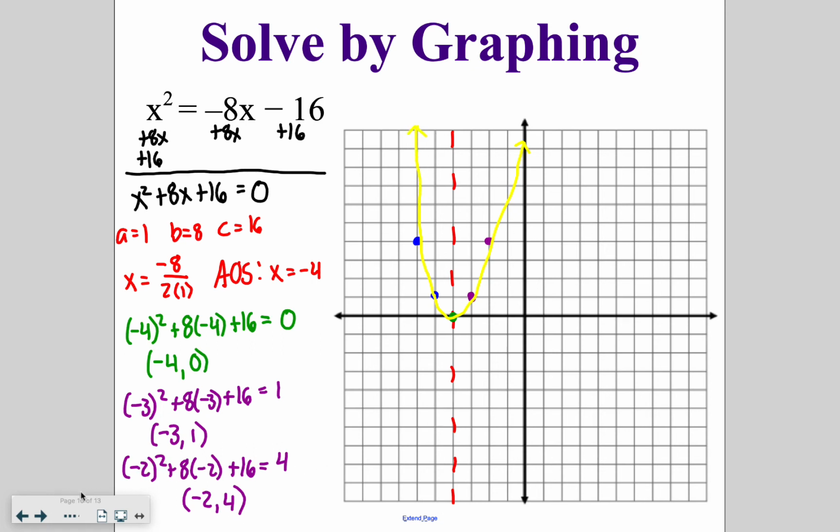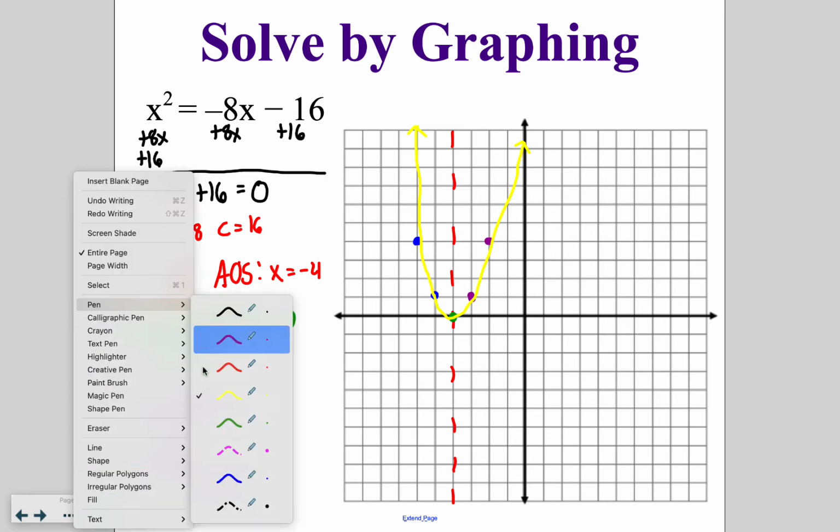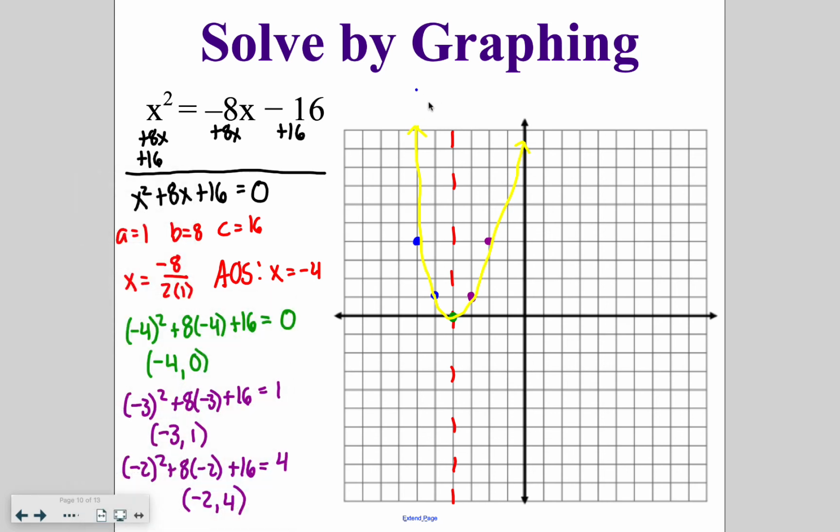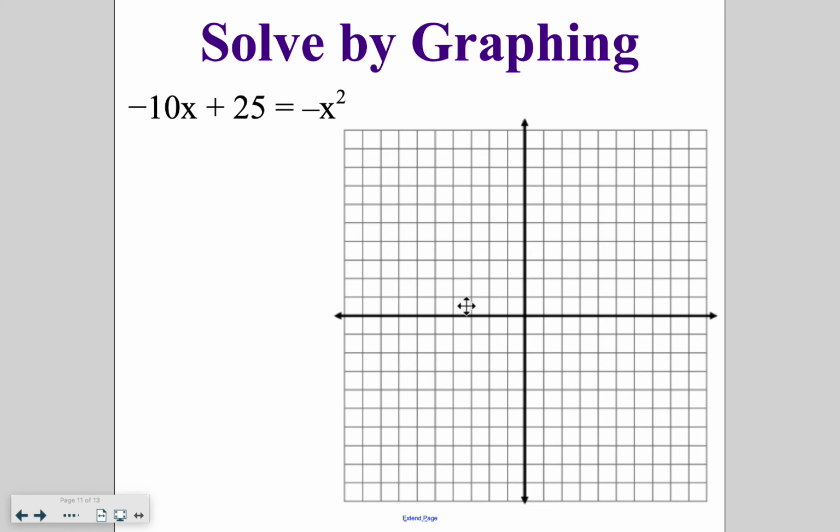And we are looking for where it crosses the x-axis. In this case, it only crosses at one point. So your only answer here is going to be x is equal to -4. That is the only space where it crosses the x-axis. Go ahead and try this one on your own.